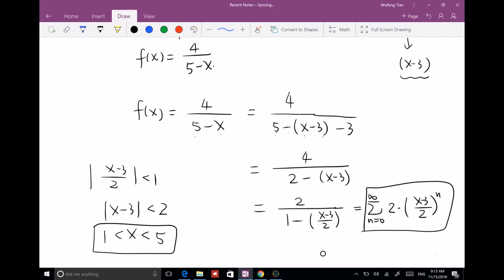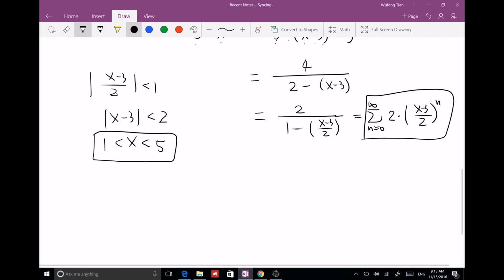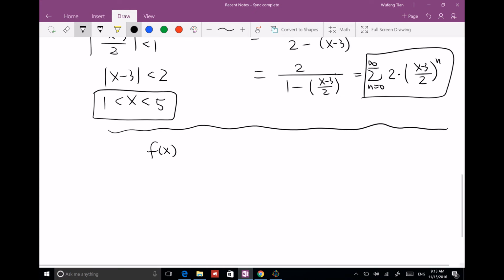Alright, so continue with one more example. I'm going to call a student to help me with this one. So for the function f(x), example, find the power series as well. f(x) equals 4 over 3x plus 2, center at c equals 3.